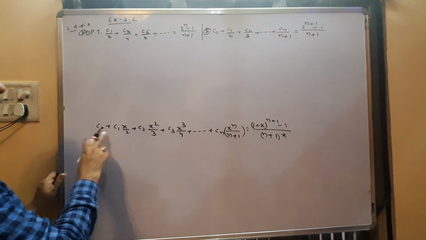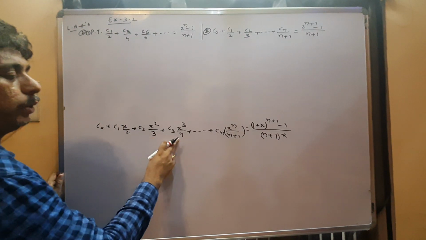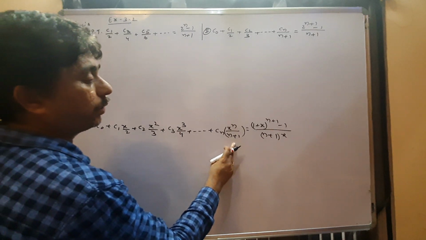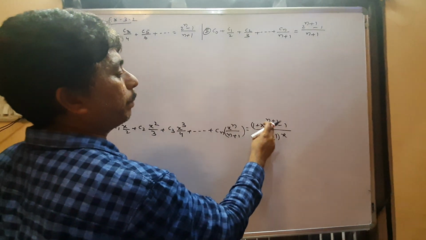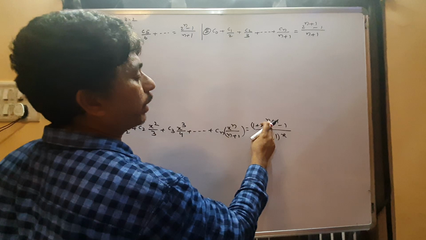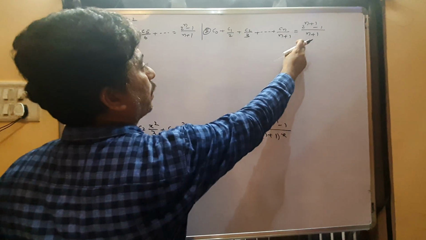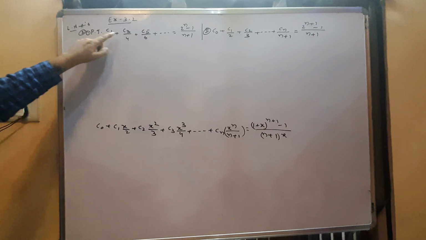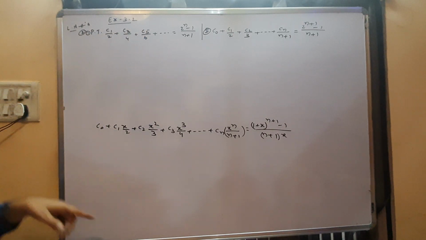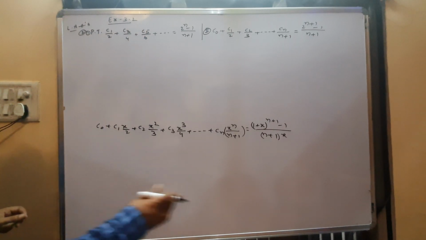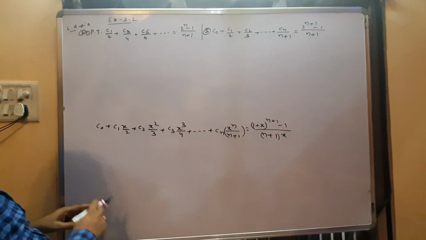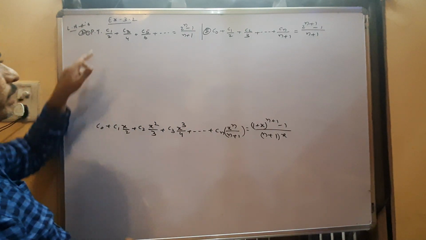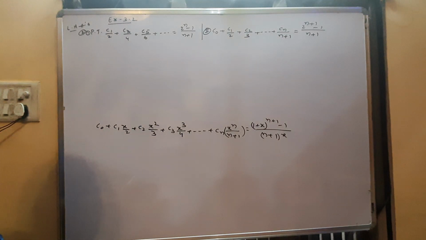That we get C0 plus C1 by 2 plus C2 by 3 plus C3 by 4 plus and so on, Cn by n plus 1 equal to 2 power n plus 1 minus 1 by n plus 1. That is the problem. Now you can observe this has only odd suffix binomial coefficients. Next, put x equal to minus 1, we get one more equation. Subtracting both equations, we get this answer.